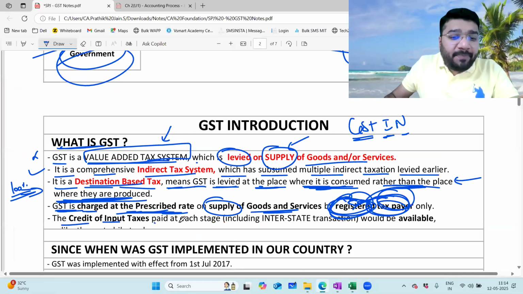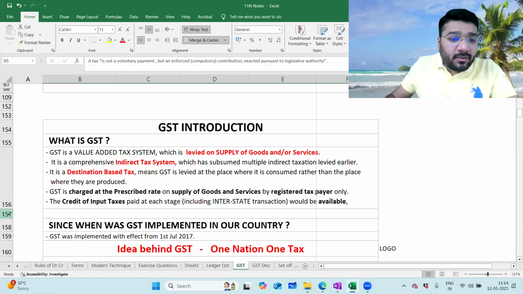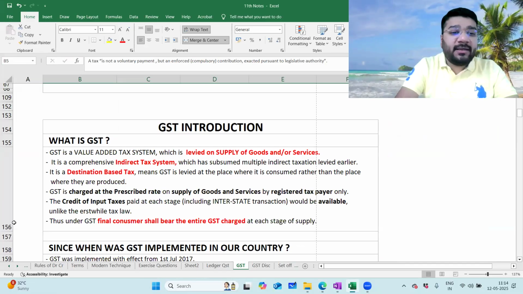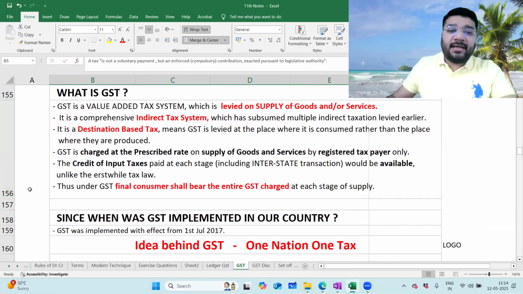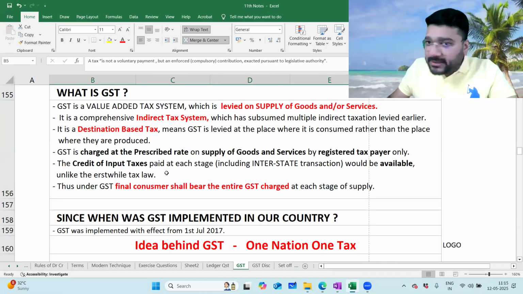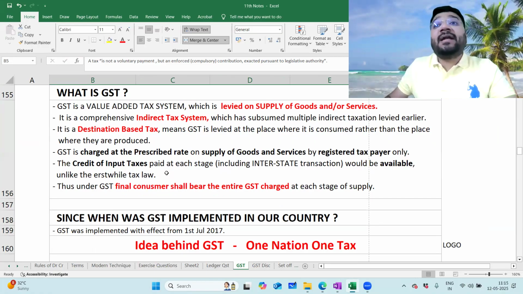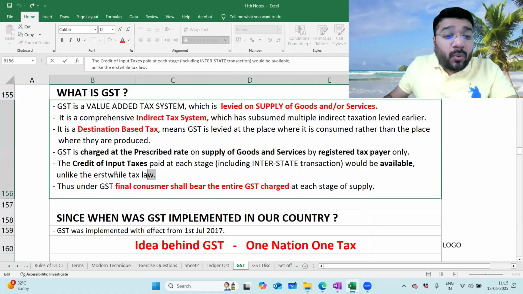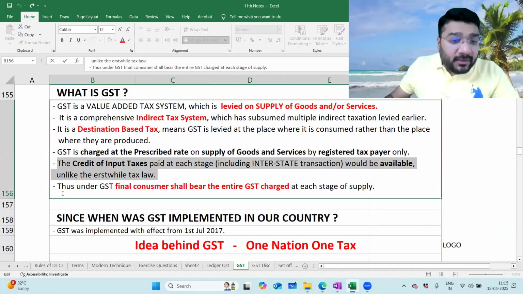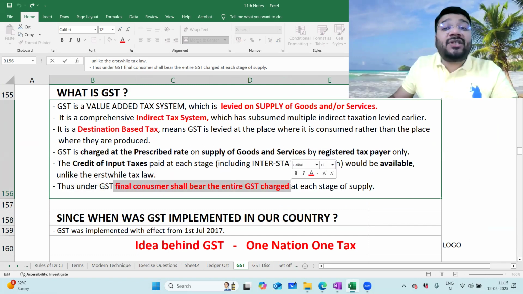The credit of input tax paid at each stage, including interstate transactions, would be available. Sorry, this did not get printed in the PDF. I'll get it changed. The credit of the input tax paid at each stage would be available, unlike the erstwhile tax laws. You will not understand this point unless I start explaining what is input CGST and what is output CGST. So when I discuss what is input, that time I'll make you understand what this point is trying to say. This point I have not yet taught so far. Any problem? No problem. Thus, under GST, the final consumer shall bear the entire GST charged at each stage of supply.